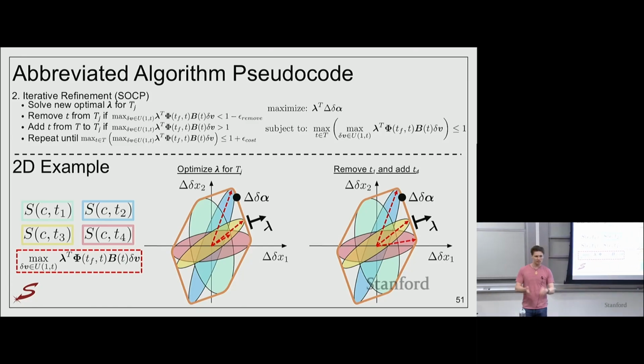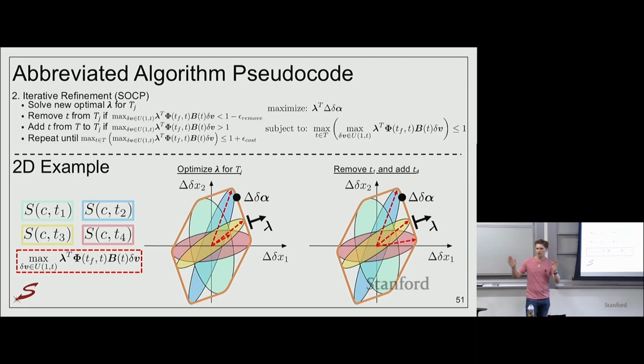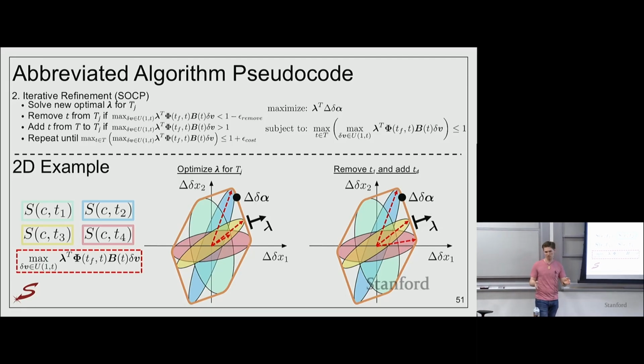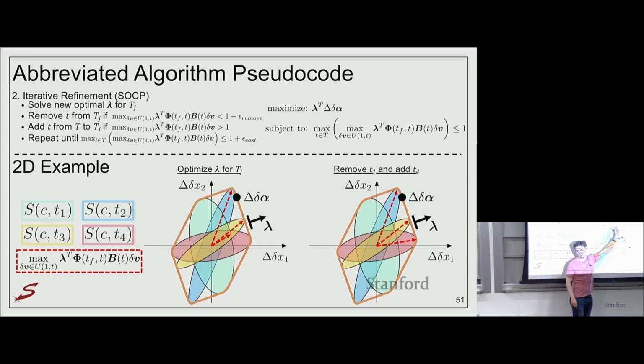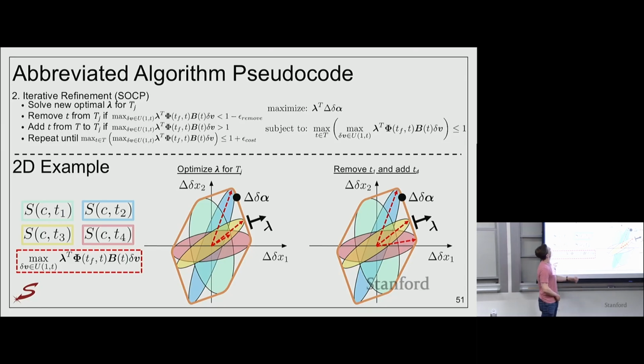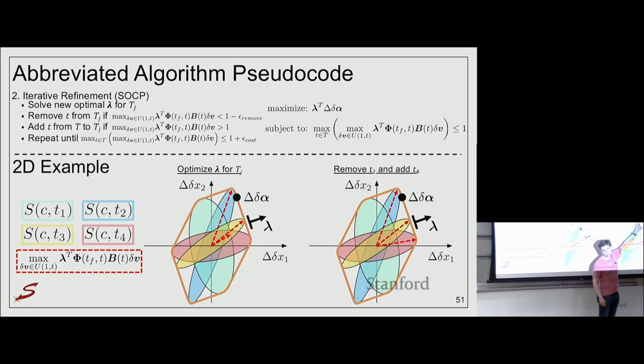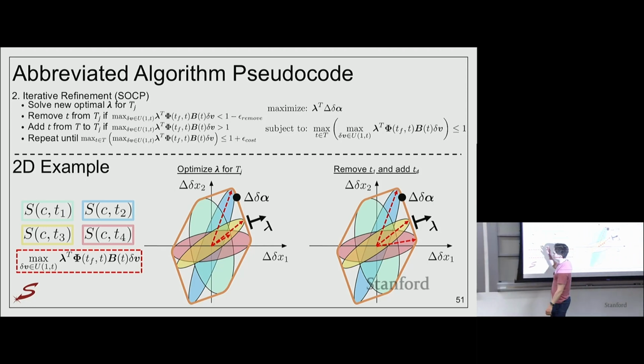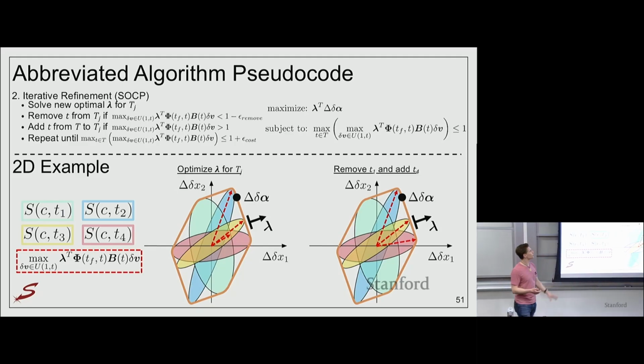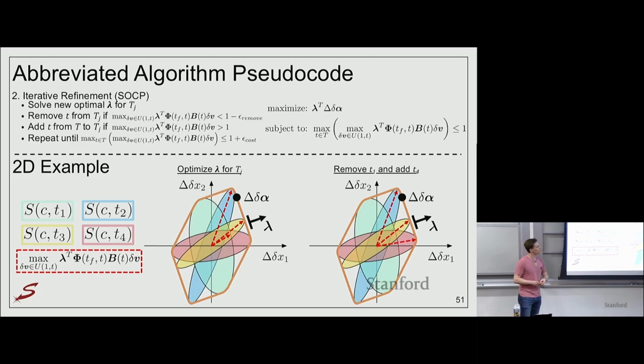Using that lambda, we can then step through all of the times again and come up with a new subset of optimal maneuver times. We remove times from that set if they're below some tolerance set by the user, epsilon. We add t's from the control window if they're greater than this constraint at the end here. We're going to continue this until the highest evaluation over all these times is less than or equal to 1 plus epsilon cost, which is another user-defined parameter.